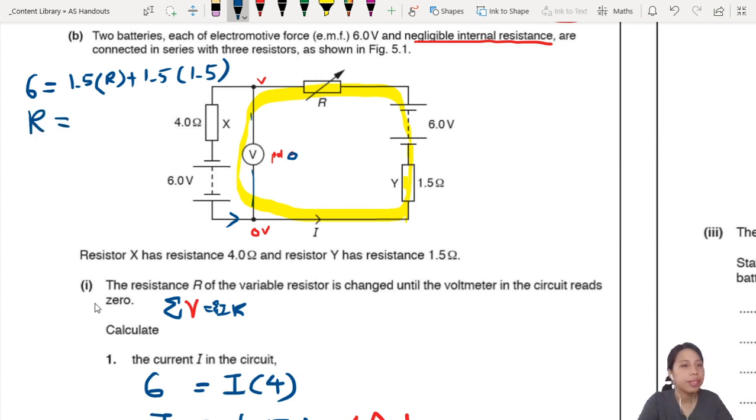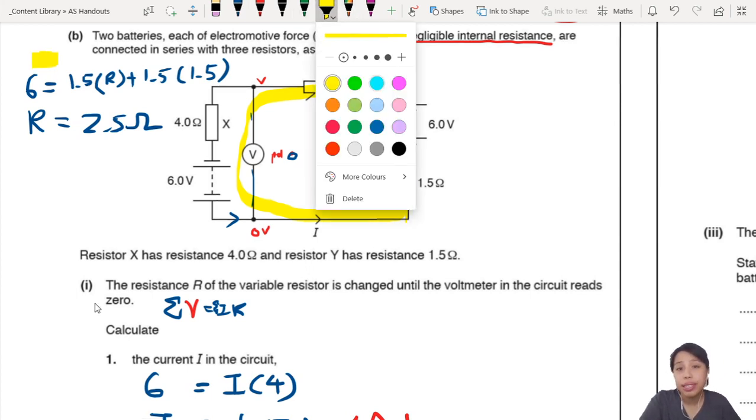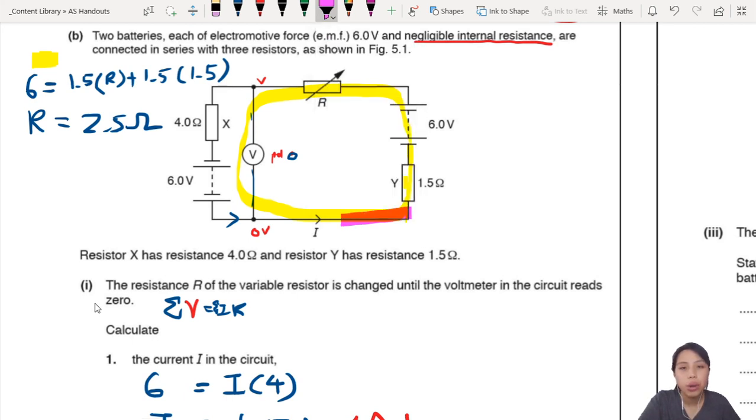So what is R from here? If you use that method, 6 minus 1.5 times 1.5, divided by 1.5, is 2.5 ohm. Okay, that's using the first loop, the yellow loop. If you want to use a slightly different method, you can also. Let's do the purple loop. If you want to take the whole thing, it's the purple loop.